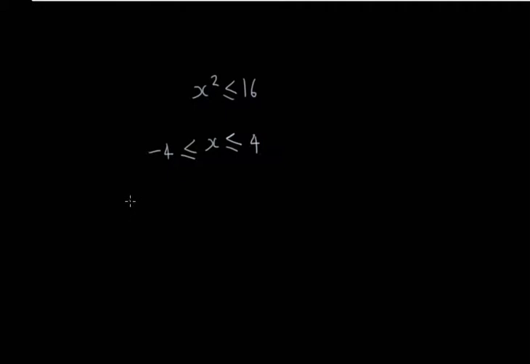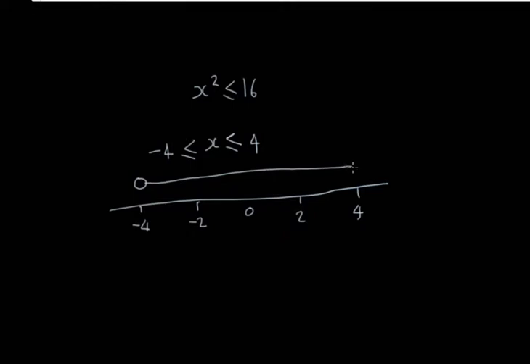Now, we're going to illustrate this on the number line. So we've got our number line, 0, going in 2's, 4, minus 2, minus 4. And then remember, we mark on the number line all the numbers for which our inequality holds true. And because x can be 4, we colour these bits in. These are not open. There we go.